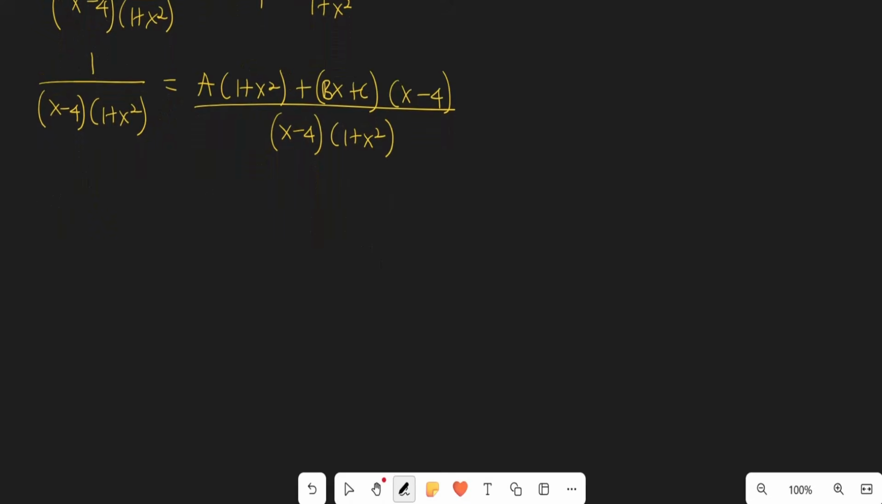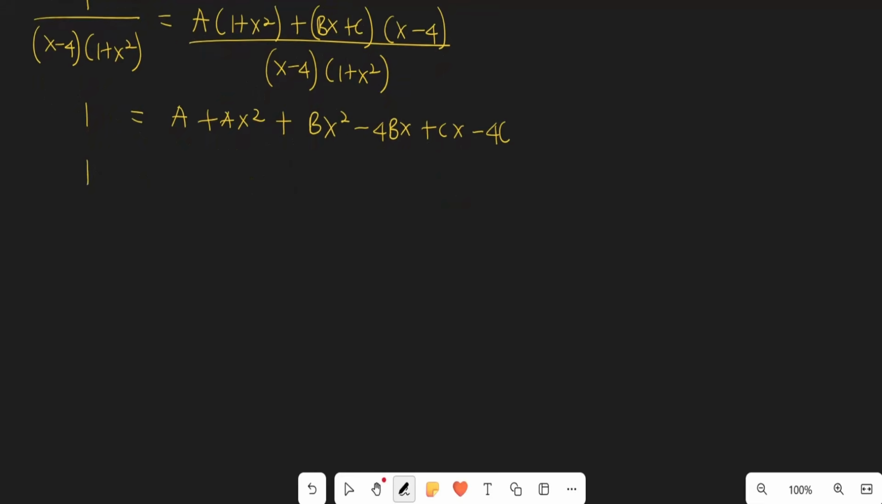Cool. Now the denominators are the same, so we just have to focus on the numerators. So this is a plus ax squared. I'm just expanding here, right? And then plus foiling that, that is going to be bx squared minus 4bx plus cx minus 4c. Now let's gather like terms. That is going to be a plus b, right? A plus b is the coefficient of x squared. What about the coefficient of x? That is going to be c minus 4b. Right, this is the coefficient of x, and the constant term is a minus 4c.